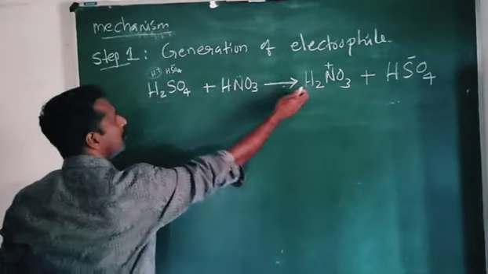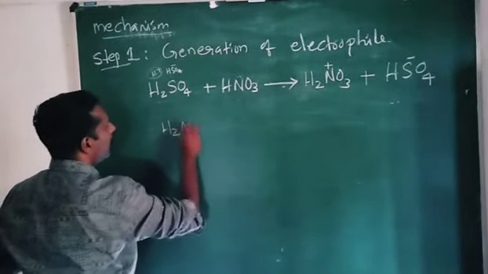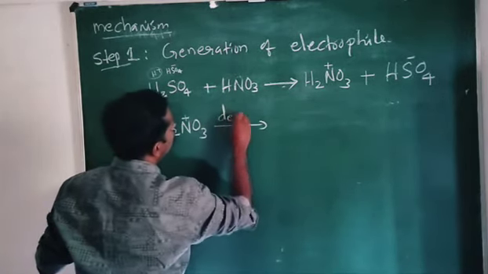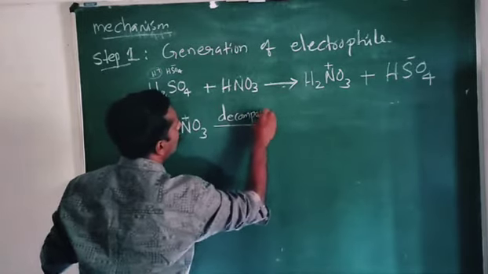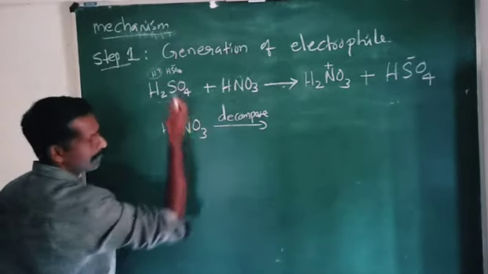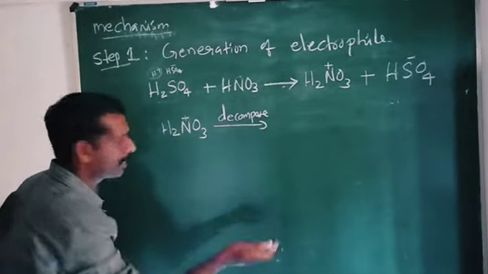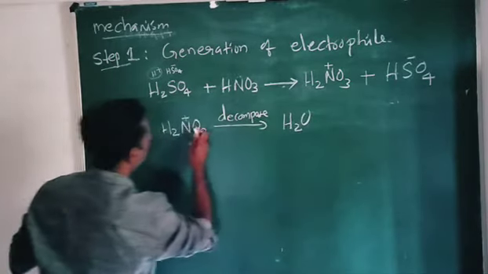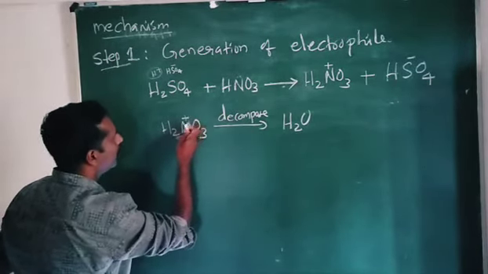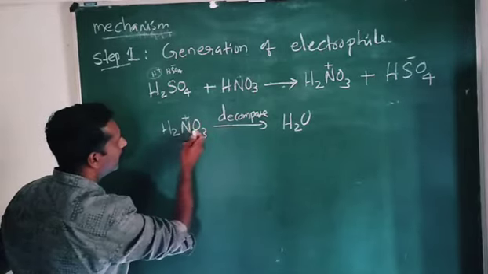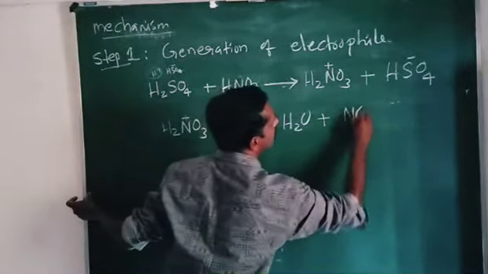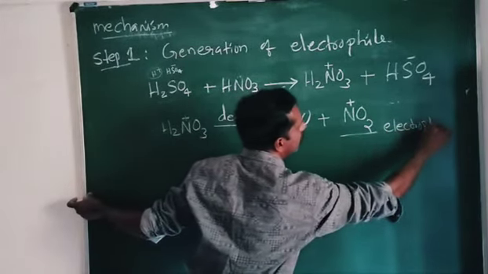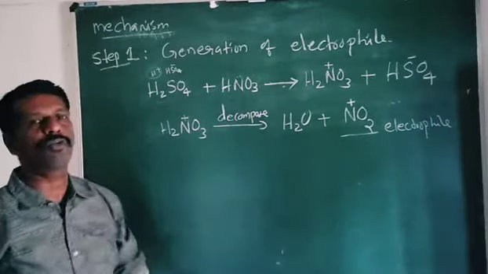Now look at here. H2NO3 plus is unstable. It will immediately decompose, and what will happen? It will change into H2O, water, since one oxygen is removed with hydrogen, and what remains is NO2 plus. This is our electrophile. This is the first step in nitration, generation of electrophile.